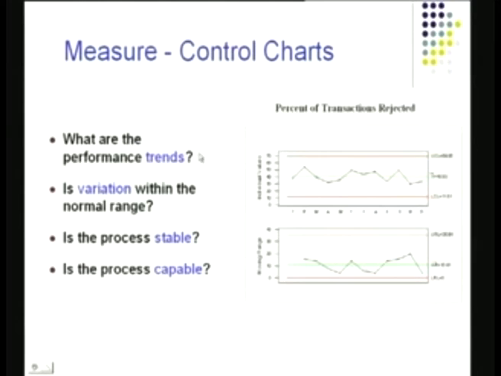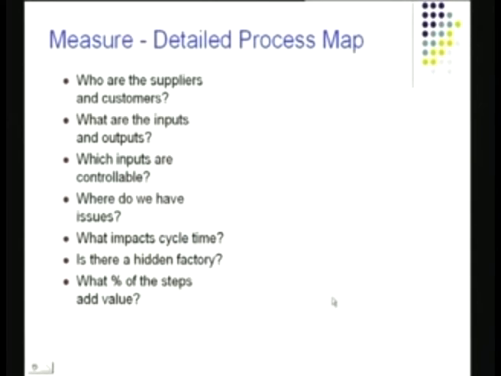When I'm doing Control, I'll be looking out for trends in the process. I'll be looking for variations in the process. Is the process stable? Is it capable? And those can be found out by looking at the control chart of the process.